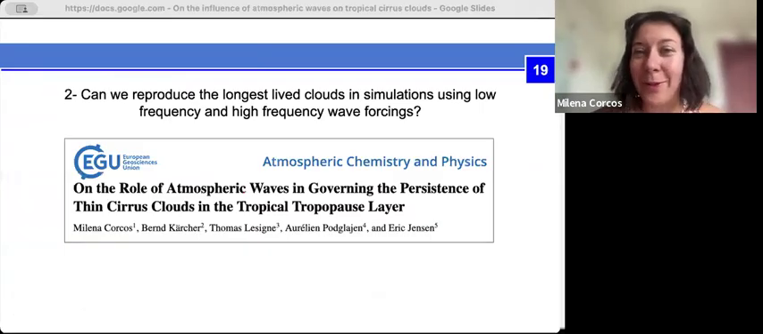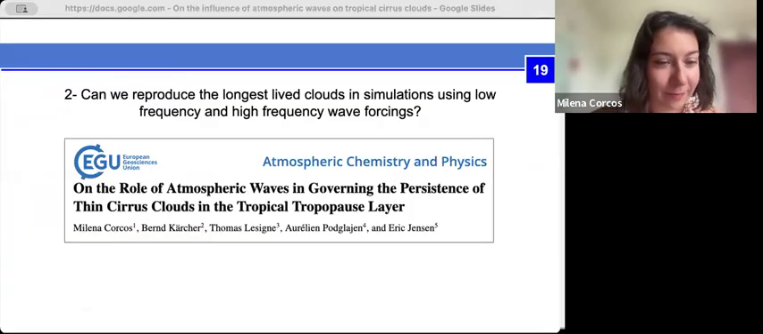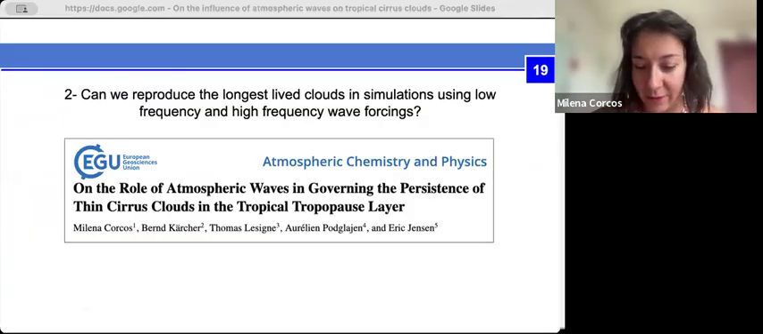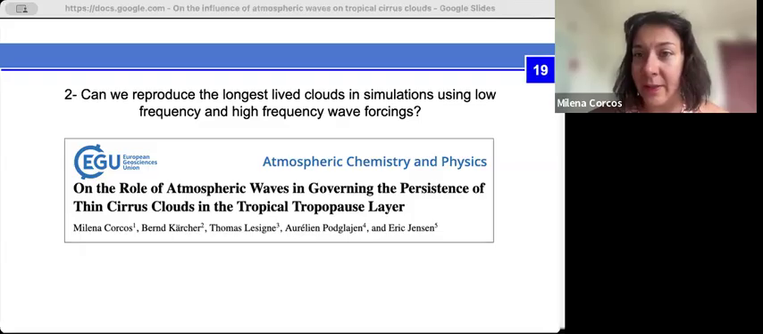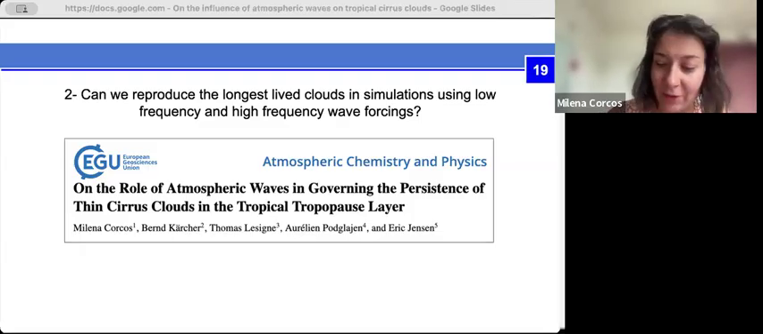Okay, so this was answering my first question about how gravity waves alone, and gravity waves plus low frequency waves, can affect the cloud persistence. And now we are moving to the second question. Can we reproduce the longest lived clouds in our simulations, the ones that are observed by the BCool observations?